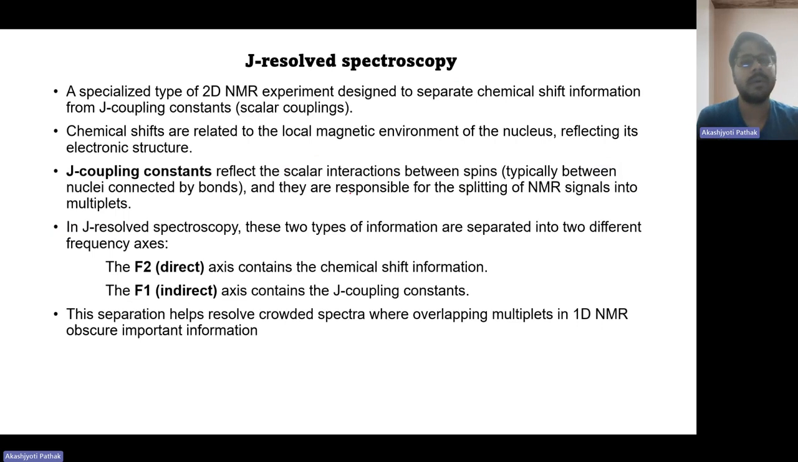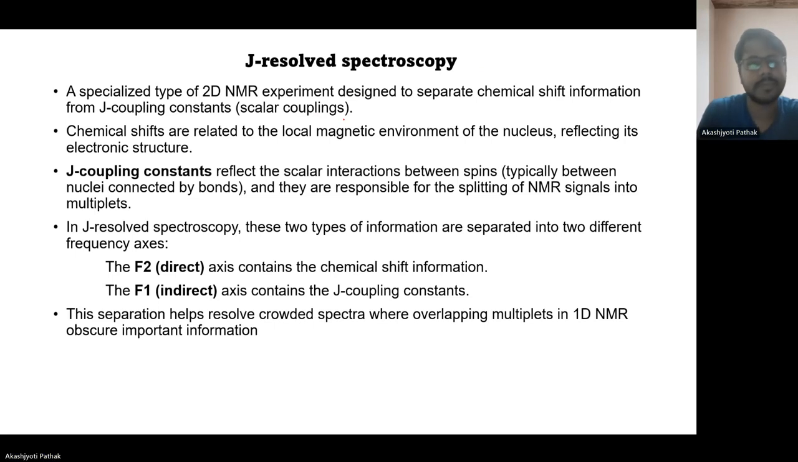Now we will learn about J-resolved spectroscopy. What does it mean? It is a specialized type of 2D NMR experiment that is designed to separate chemical shift information from J coupling constants.